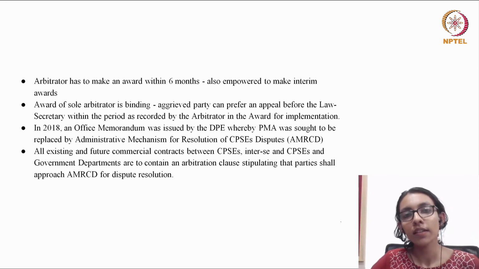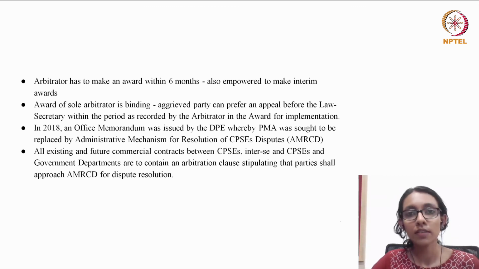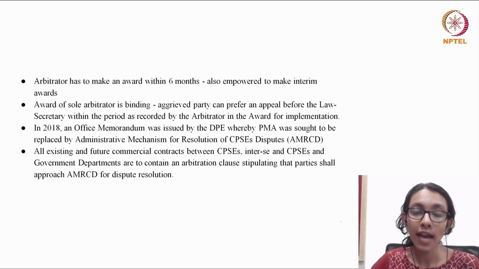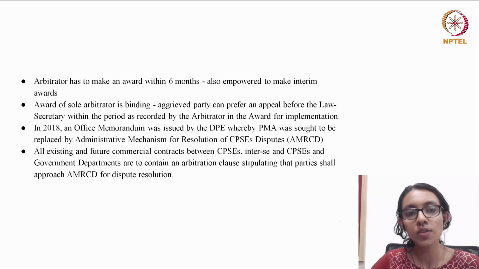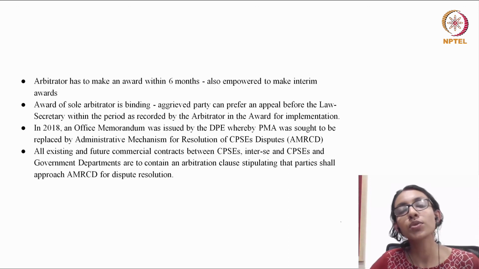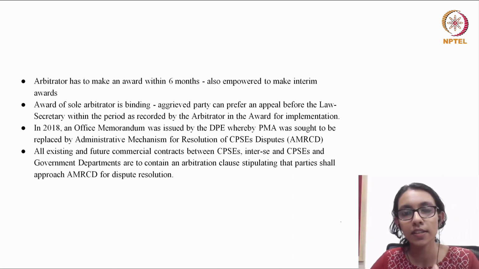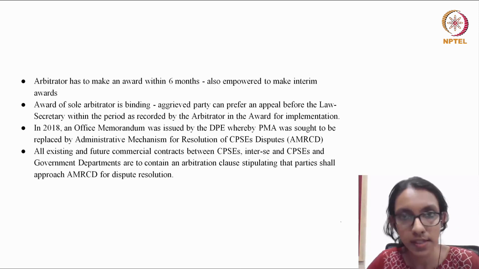In the year 2018, the Department of Public Enterprises issued an office memorandum which repealed this permanent machinery of arbitration. In place of this permanent machinery, another mechanism was proposed. This is called the Administrative Mechanism for Resolution of Central Public Sector Enterprises Disputes, or the AMRCD. So now all the existing as well as future commercial disputes between central public sector enterprises, and between central public sector enterprises and other government entities, will have to be resolved through this Administrative Mechanism for Resolution of CPSE disputes.